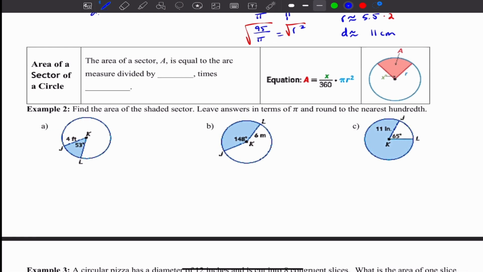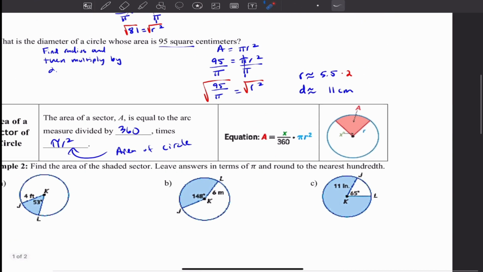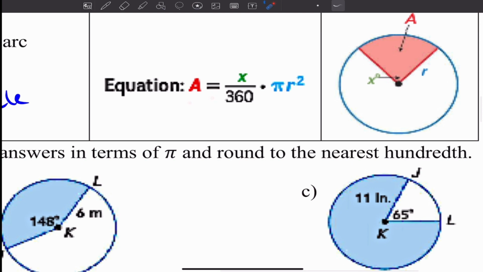Okay, this one right here. Area of a sector of a circle. Now, the area of the sector A is equal to the arc measure divided by 360 times pi r squared. Now, pi r squared, that's the area of circle. Okay, A is equal to pi r squared. Here's my equation. It's A equals x over 360 times pi r squared.